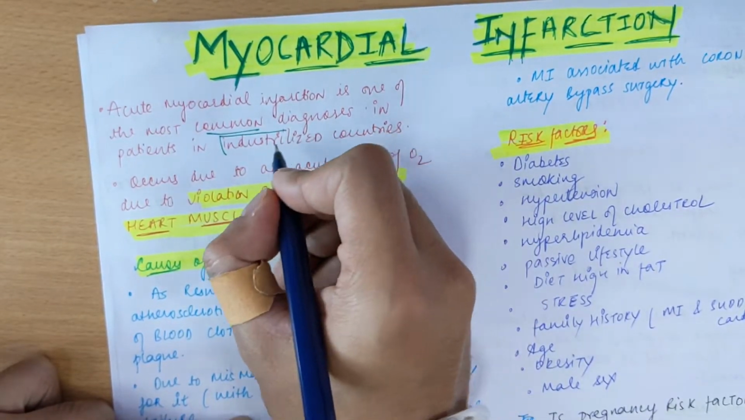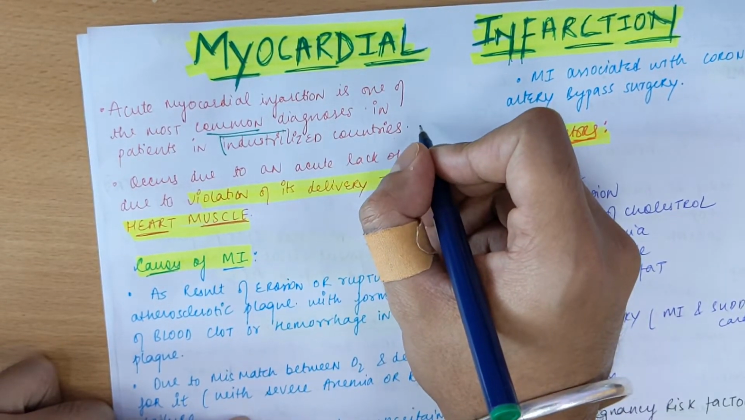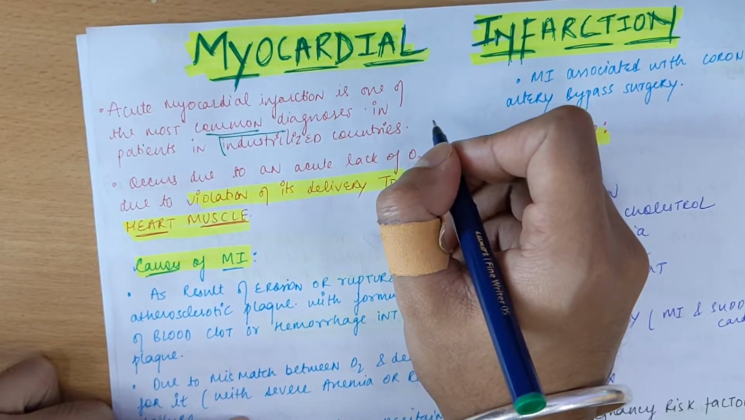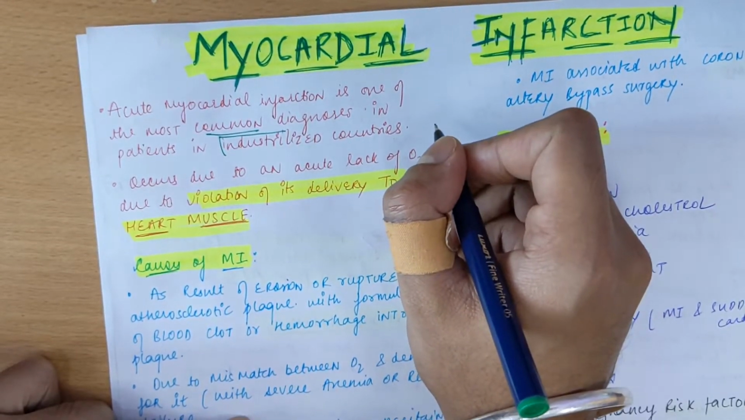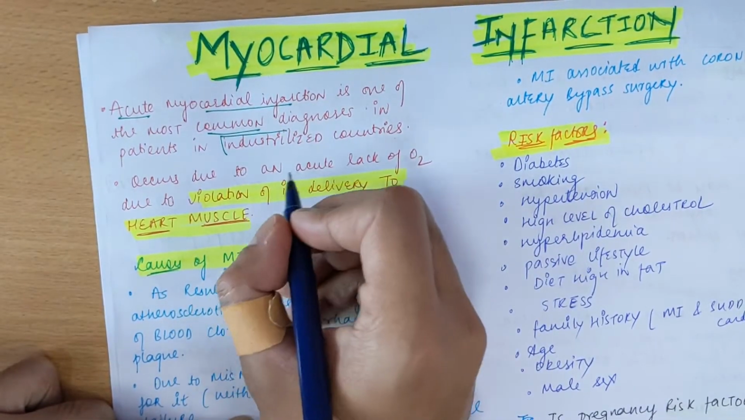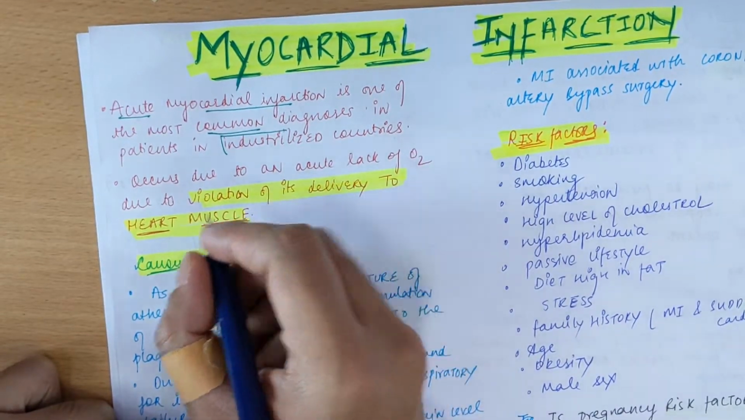The patients who are hospitalized with myocardial infarction are actually living in the countries which have the most industries and the most industrial population. So they are most prone to acute myocardial infarction, and it occurs due to an acute lack of oxygen due to the violation of its delivery to the heart muscle.